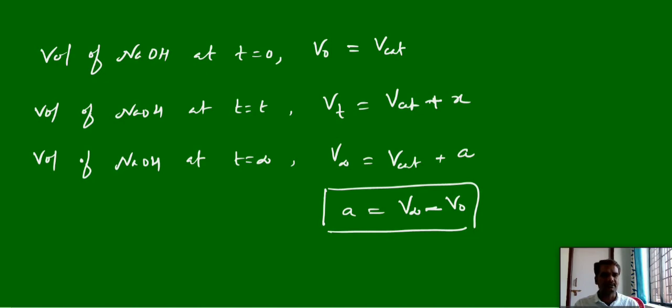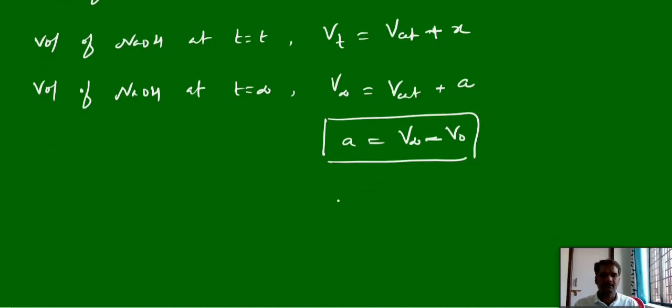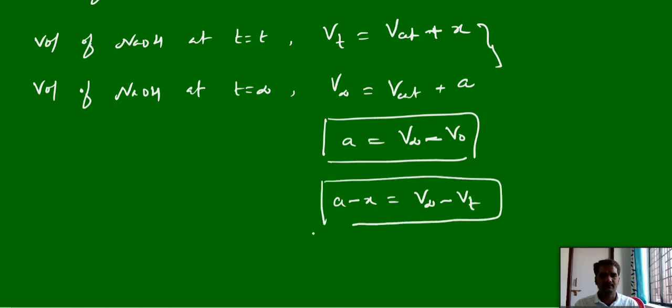Next, we require A minus X. A minus X is equal to, just subtract these two. What will we get? A minus X. These two will cancel out. You will get V infinity minus Vt. By these two we will get A minus X, and from 1 and 3 we will get A value.